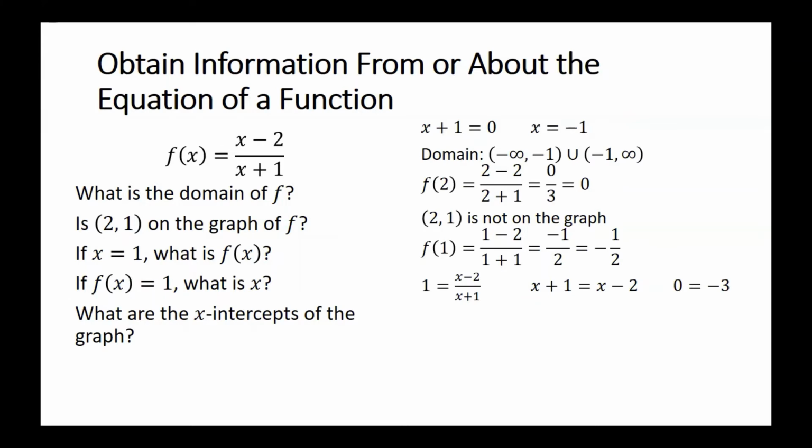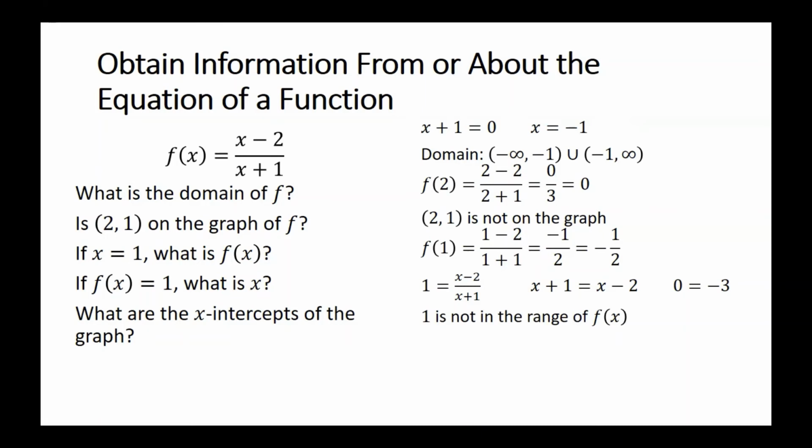Well, what that tells us, because obviously 0 is not equal to -3, is that f of x cannot be equal to 1. 1 is not in the range of f of x, and if you were to graph the function f of x is equal to x minus 2 over x plus 1, you would find that y equal to 1 is actually a horizontal asymptote.